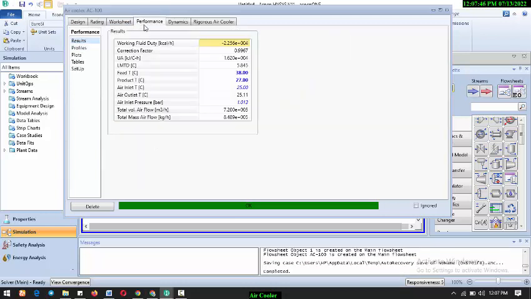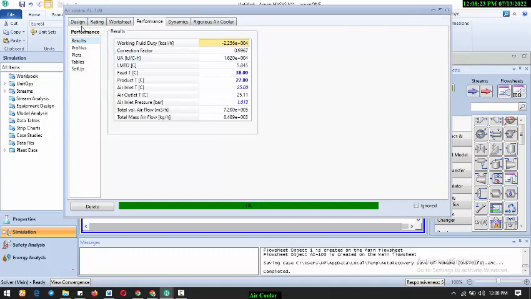If you want to get your data sheets, you can come over to performance. You get the fluid duty, which is this. You get the correction factor, the UA, the LMTD, the air outlet temperature. Also, you get the total volume of air flow rate in meter cube per hour, and also that of mass air flow rate in kilogram per hour. So basically, this is how to carry out a steady state simulation of an air cooler with Aspen Hysys. It's quite simple.